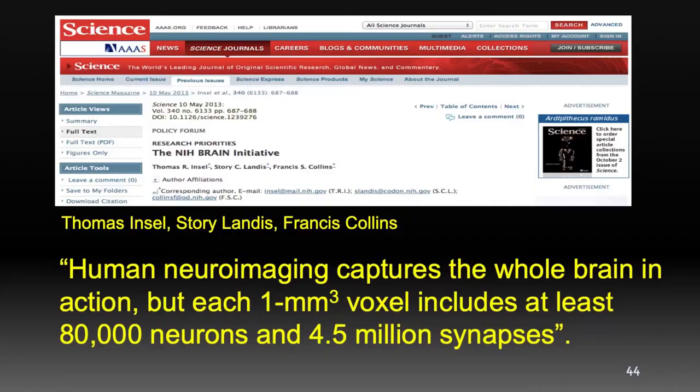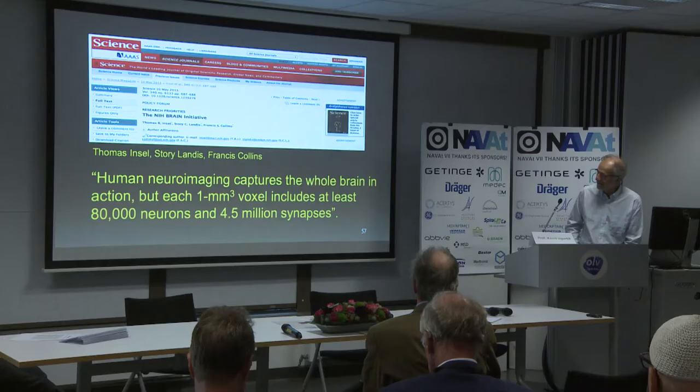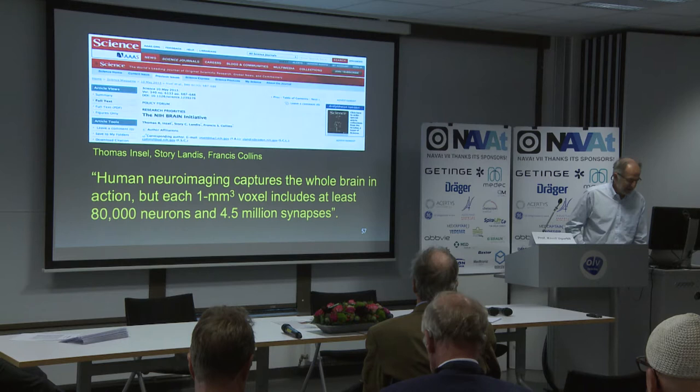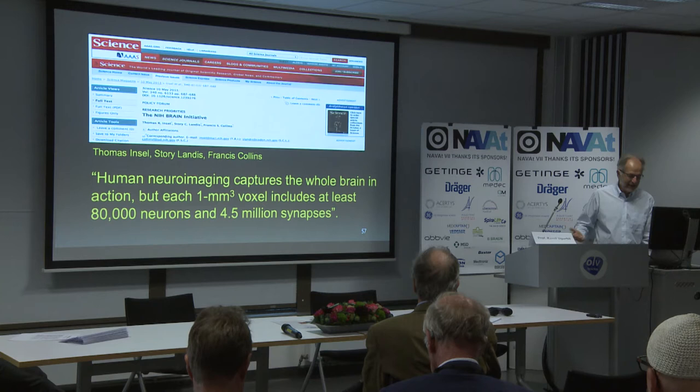Now, however, when the Human Connectome Project was in the middle, then came the BRAIN Initiative. And there was a paper by Tom Insel, Story Landis, Francis Collins. Francis Collins is the head of NIH. So head of NIMH, head of NINDS, head of NIH. And they said, well, it's all great what these MR people are doing. Human neuroimaging captures the whole brain in action, but each 1 millimeter cube voxel includes at least 80,000 neurons and 4.5 million synapses, all right?